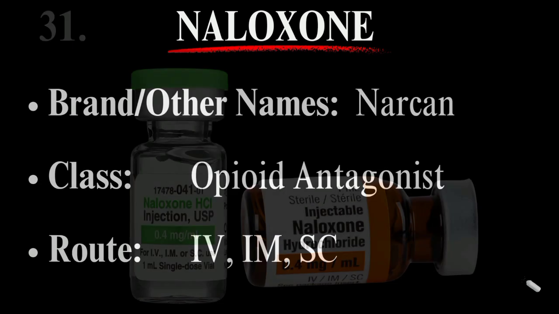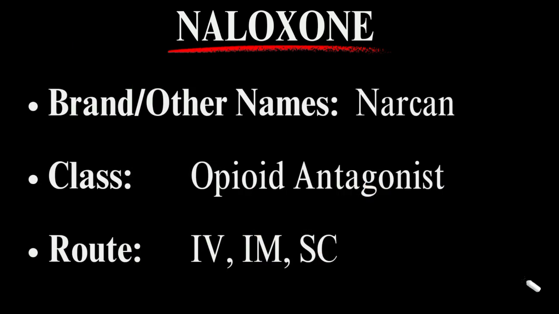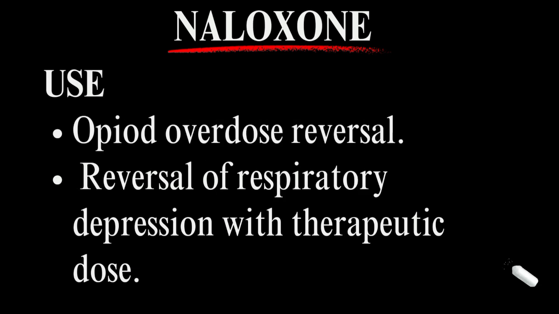Naloxone is sold under the brand name Narcan. It's an opioid antagonist that works by attaching to opioid receptors and reversing its effects. It restores normal breathing to someone with respiratory depression or cessation due to opioid overdose. So it's given IV, IM, or subcut. There's also the intranasal form. So it's used for opioid overdose reversal and also for the reversal of respiratory depression with therapeutic dose.